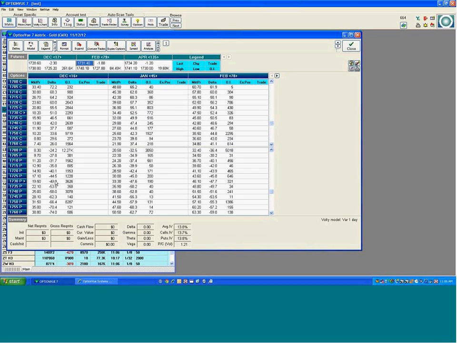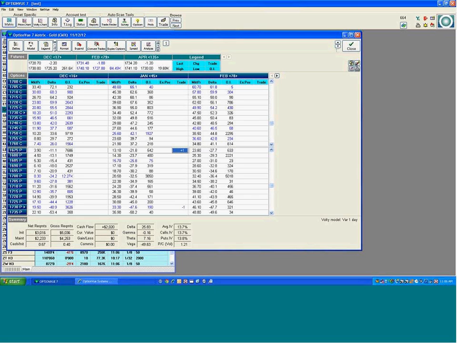I'll be selling a close to the money, at the money put in January, the 1730 put. That's going to get plenty of positive time decay. I'll go ahead and make this into a vertical bull put spread. That means I'm going to sell this 1730 put by purchasing an out of the money put also in the month of January. I'll go with the 1675 put and buy that.